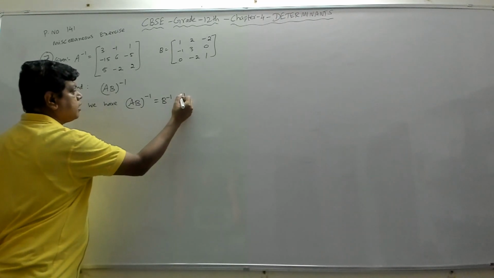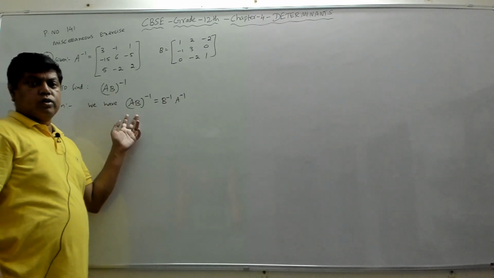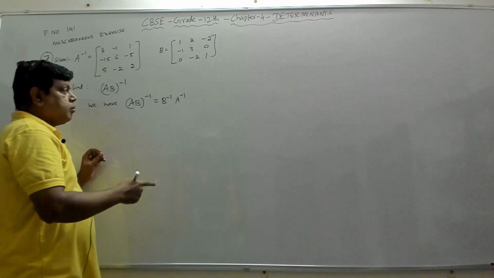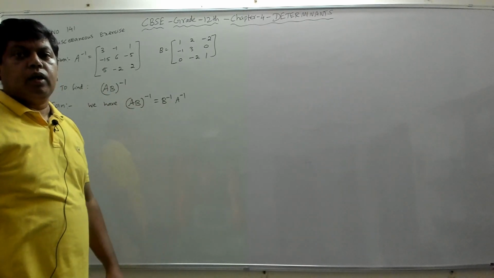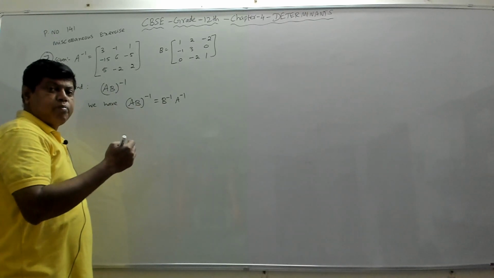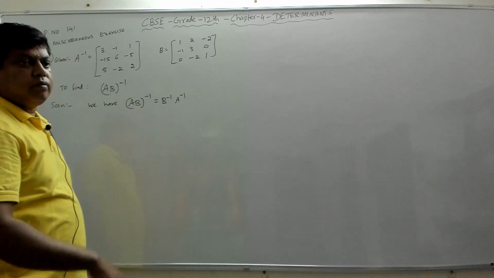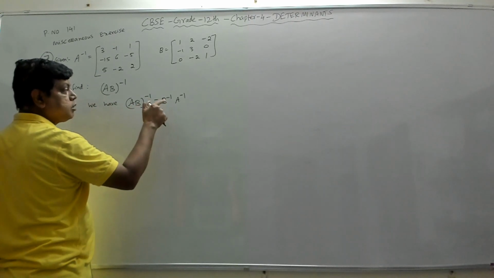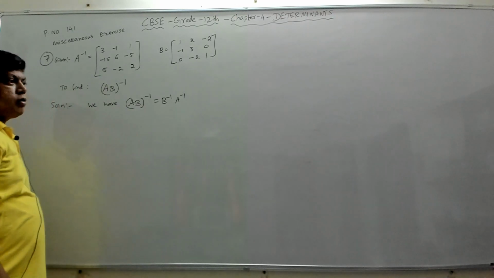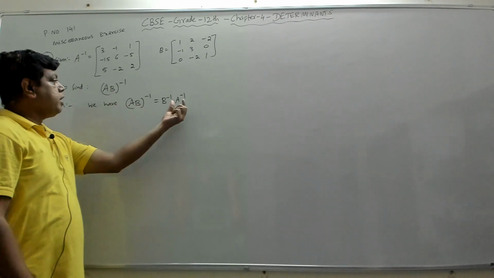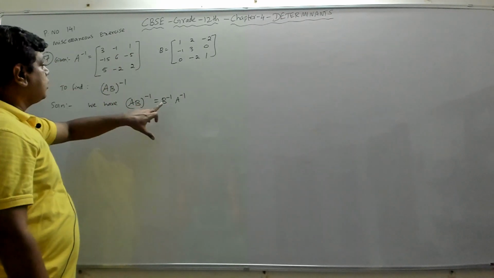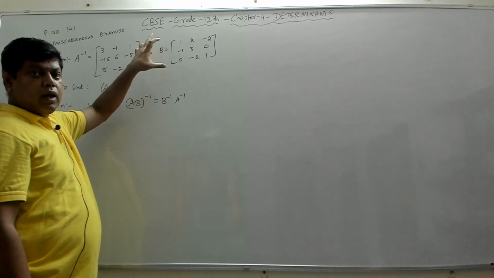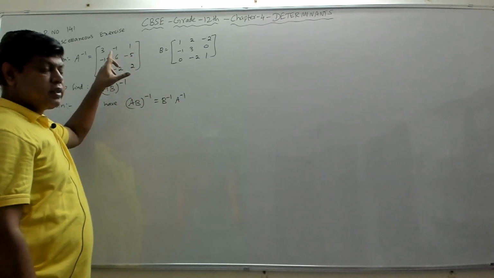If you want to find the inverse of a product of two matrices, that is equal to the product of the inverses of the respective matrices taken in the reversed order. So AB whole inverse is not A inverse B inverse, it is B inverse A inverse. So to find AB whole inverse, we know A inverse, which is given here. If you find B inverse, since B is given, and multiply the inverse of this matrix with this, you will get AB whole inverse.